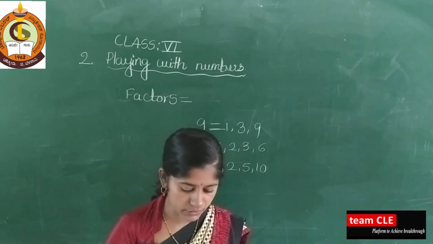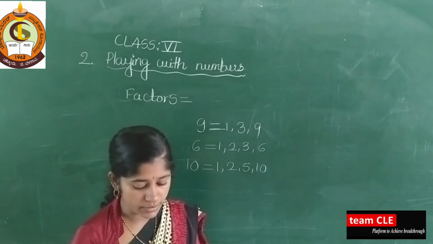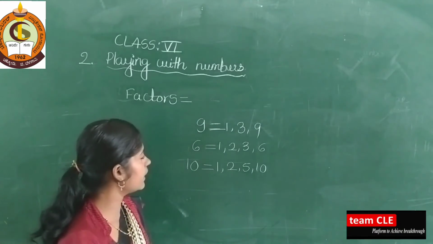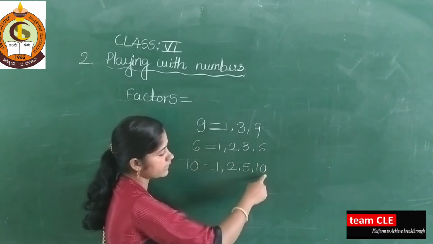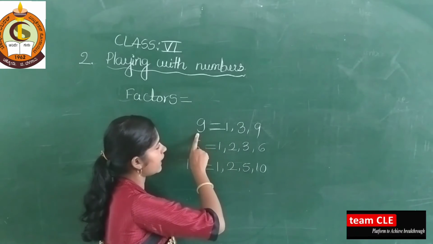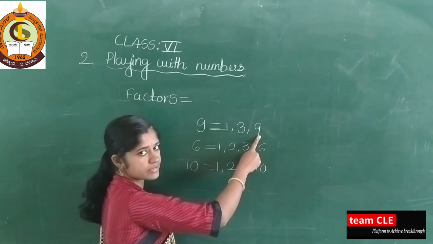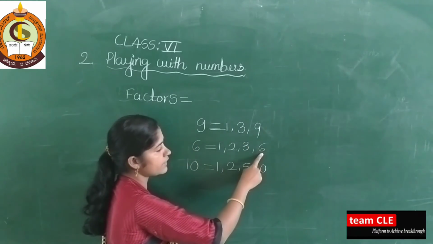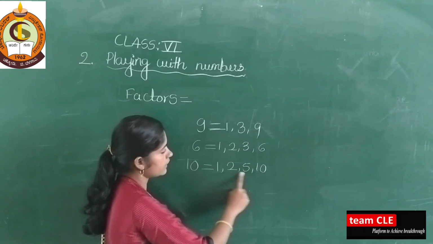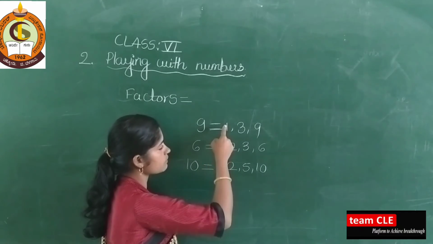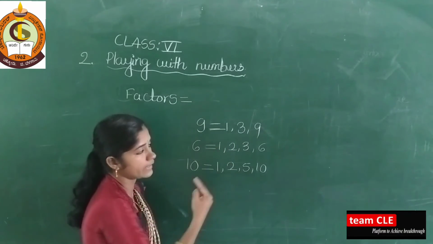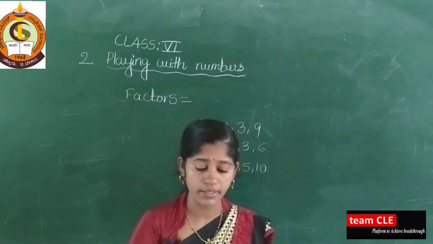The greatest factor of every number is the number itself. Yes, see here the smallest factor is 1 and the greatest factor is the number itself. See here 9 is there, the greatest factor is 9. Over here 6 is there, its greatest factor is 6. In this the greatest factor is 10. Means for every number the smallest factor is 1 and the greatest factor is the number itself.